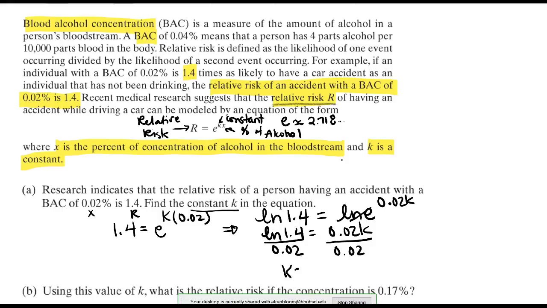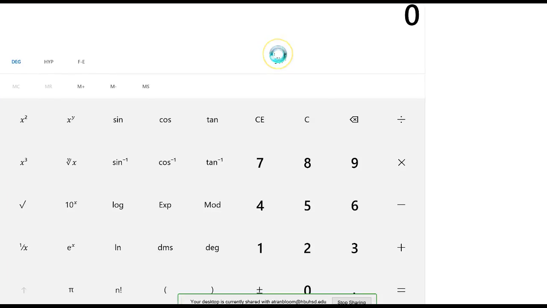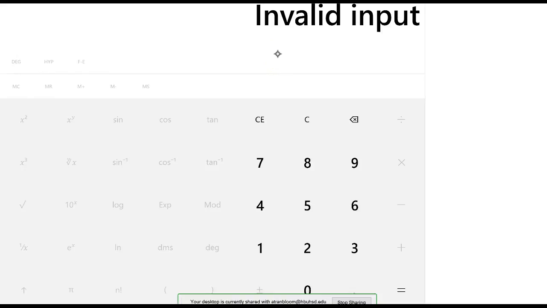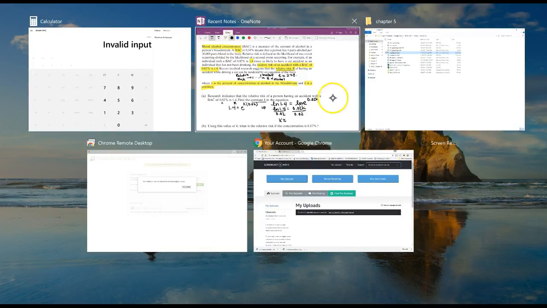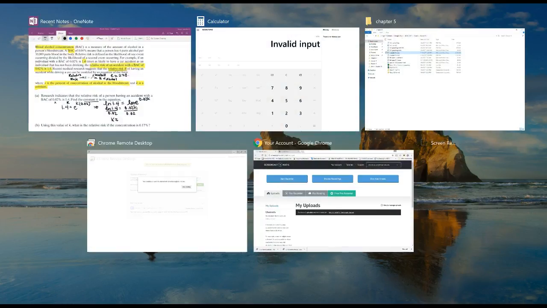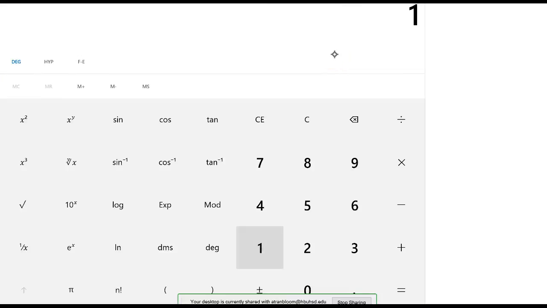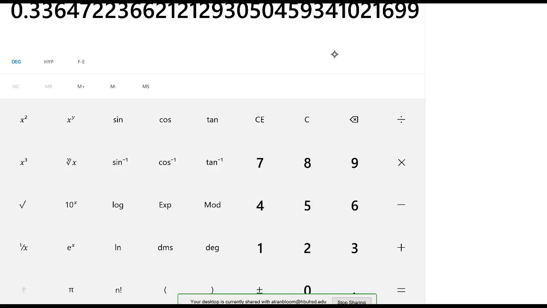And then K is about, so let's go to my calculator. We said ln. Ln of what? Let me see, sorry. Ln of 1.4. So I think with this kind of calculator, I'm just going to hit clear really quick. 1, 0.4, and then I'm going to hit ln, okay? So that gives me a value of, let me make this a little bit bigger.